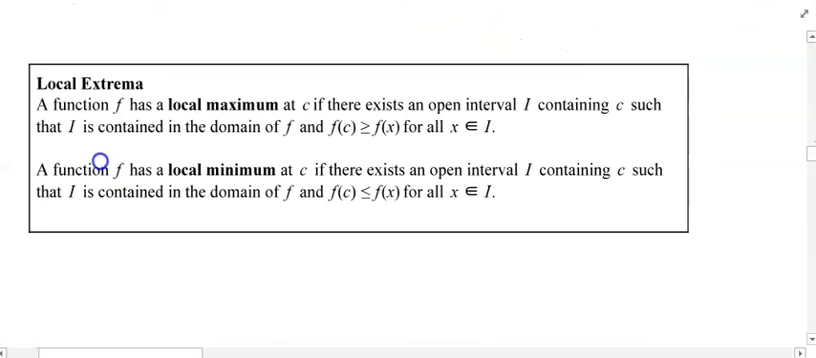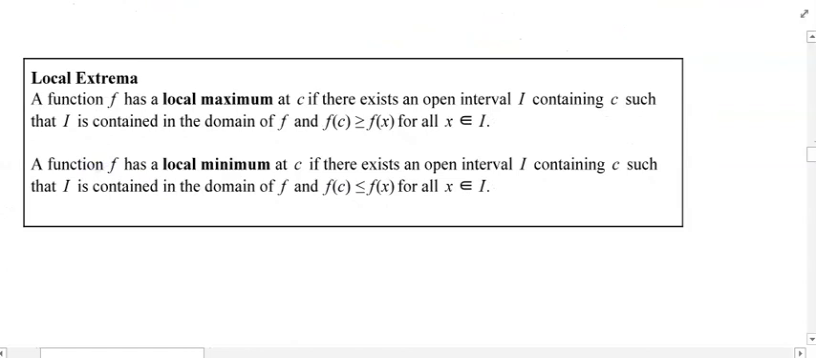Okay, let's look at some more theory. Local extrema. A function f has a local minimum at c if there exists an open interval I containing c such that I is contained in the domain of f and f of c is less than or equal to f of x for all x that is an element of I.